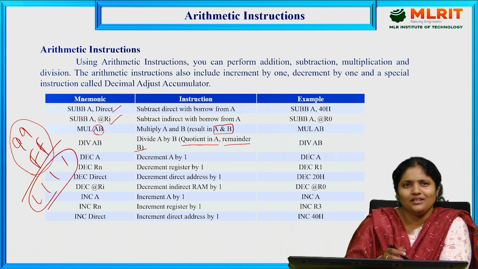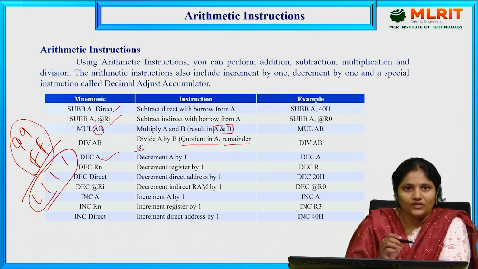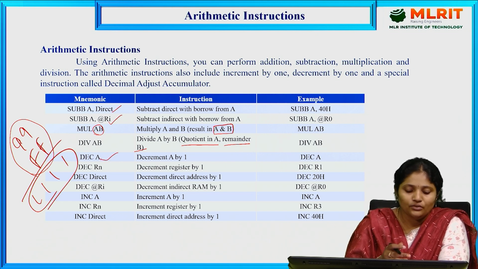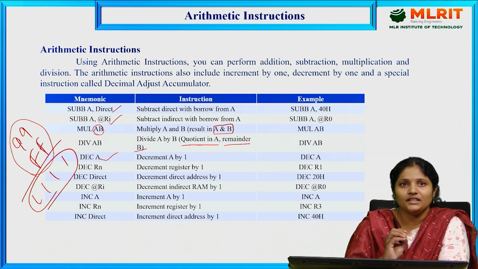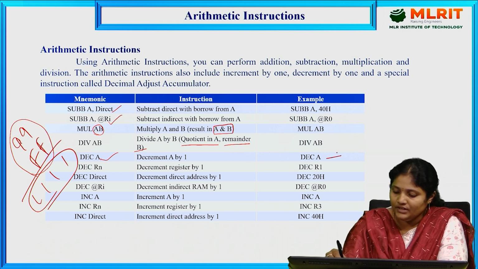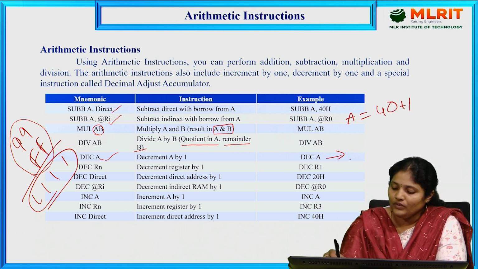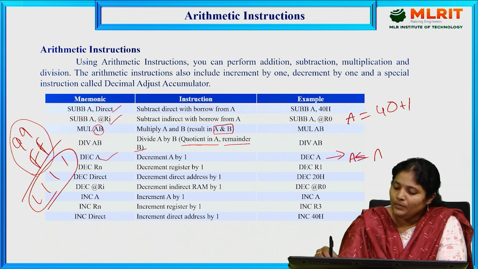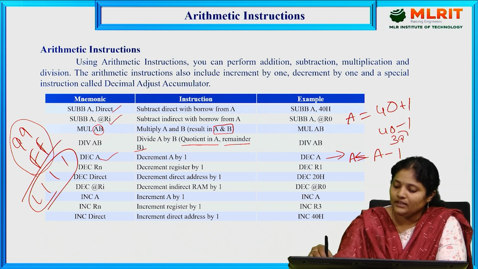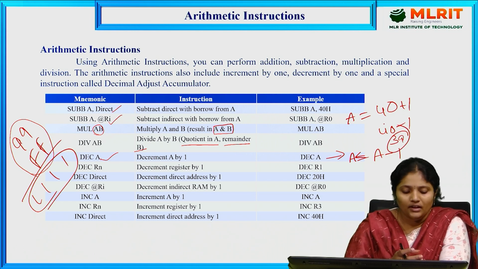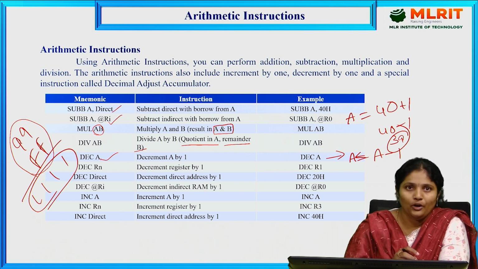Coming to the next general instructions, DEC means decrement. This decrement operation is used to minus 1. So if the operation is decrement A, and the data before decrementing is 40H, what will the data be after? A will become A minus 1, right, decremented by 1. So 40 minus 1, what will it become? 39. So it is decremented by 1. We can use this for looping operations or for automatic decrement operations like that.